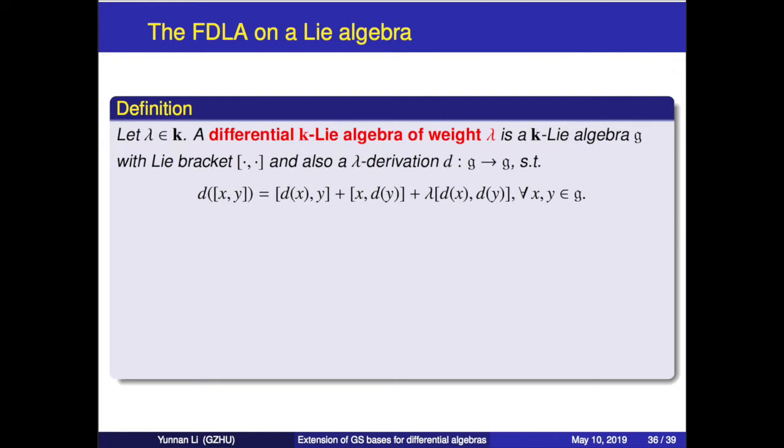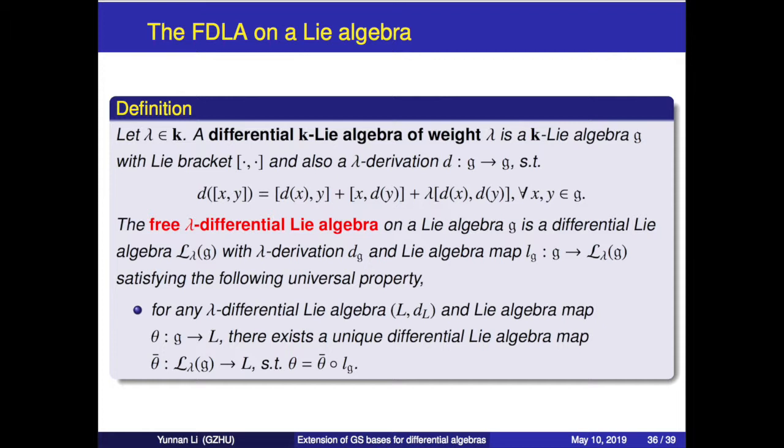Then you can further define the differential Lie algebra of arbitrary weight lambda. It means that now it becomes a Lie algebra with a differential operator or derivation satisfying the Leibniz rule, but with the multiplication becoming the Lie bracket. Then we can also talk about its free objects, defined as previously, but satisfying the universal property with all the algebra maps becoming Lie algebra maps.